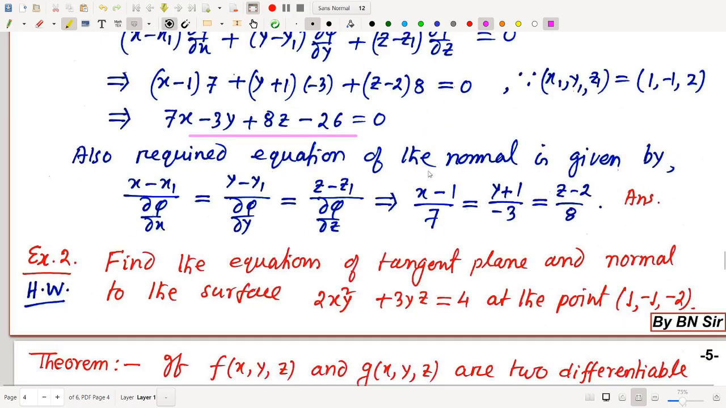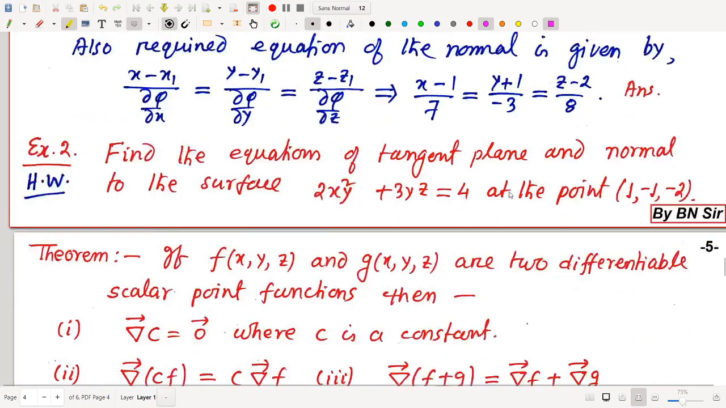Also the required equation of the normal is given by (x minus x1) by del phi by del x, (y minus y1) by del phi by del y, (z minus z1) by del phi by del z, means (x minus 1) by 7, (y minus minus 1) means (y plus 1) by minus 3, (z minus 2) by 8. So the equation of the tangent plane, the normal, and the unit vector normal to the surface are all obtained.